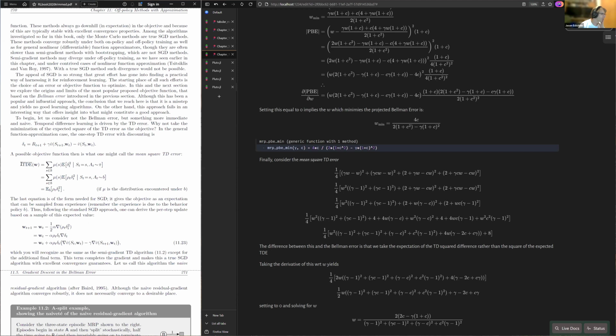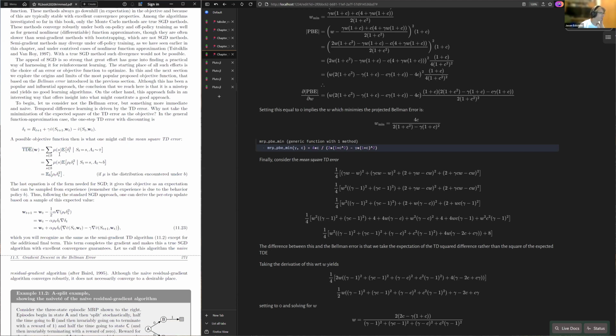With the mean square TD error, we consider each TD error separately, and this squaring is occurring inside of the expected value instead of outside of it. So for the Bellman error, the expression would look almost exactly the same, except we take the expected value of the TD error first and then square it.